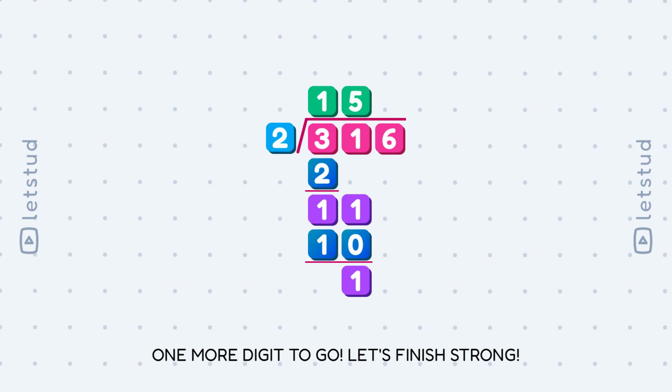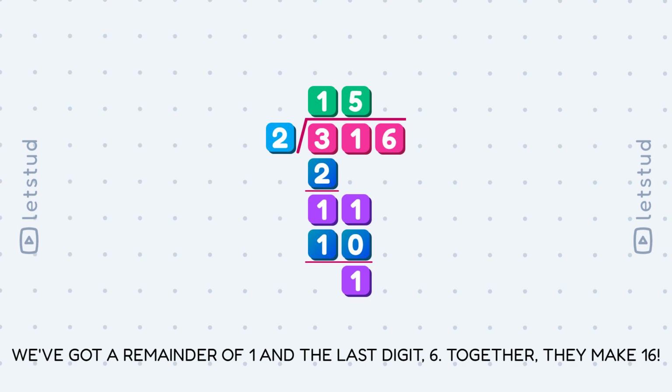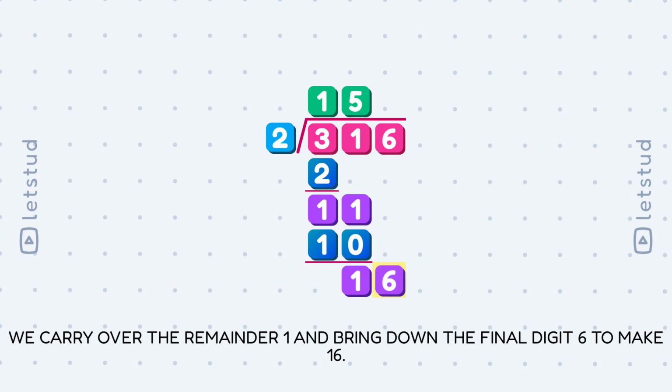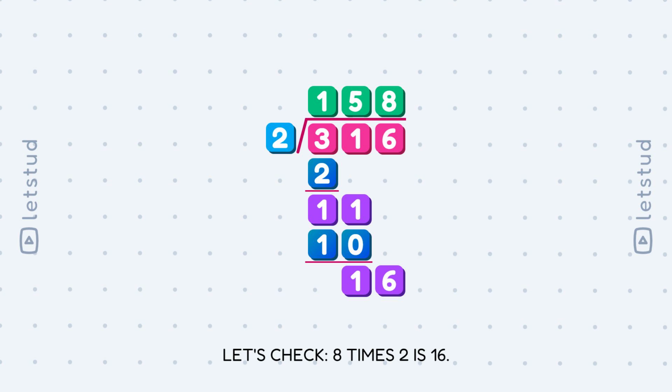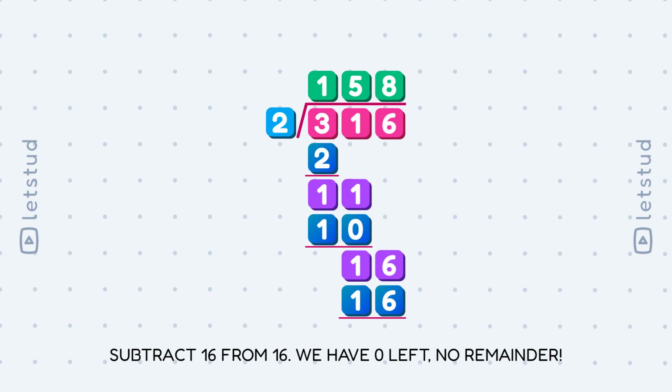Let's finish strong. We've got a remainder of 1 and the last digit 6. Together, they make 16. We carry over the remainder 1 and bring down the final digit 6 to make 16. What is 16 divided by 2? That's right, it's 8. Let's check. 8 times 2 is 16. Subtract 16 from 16. We have 0 left, no remainder.